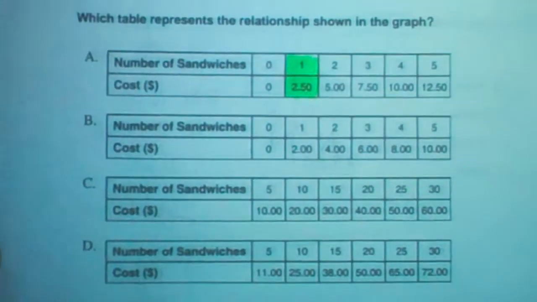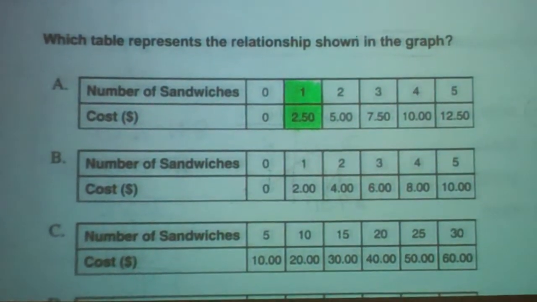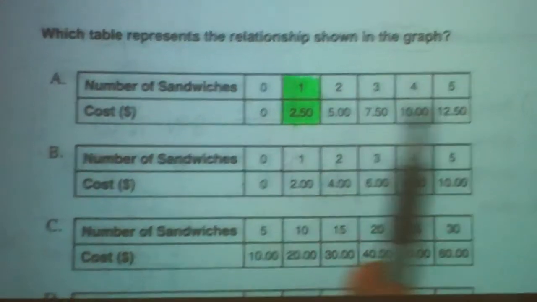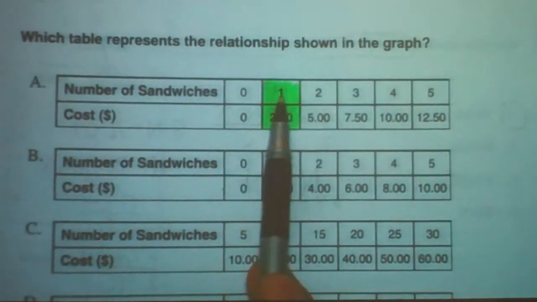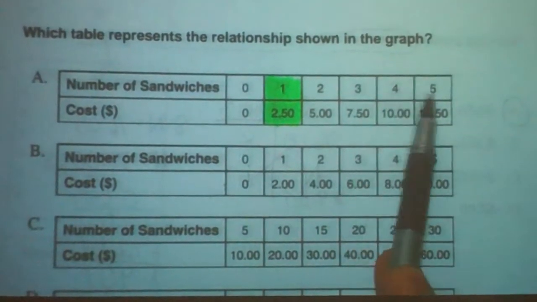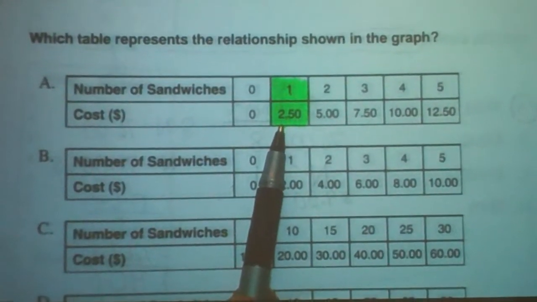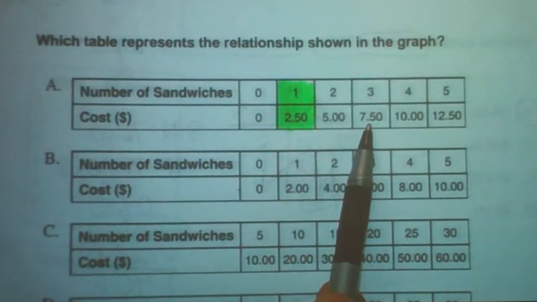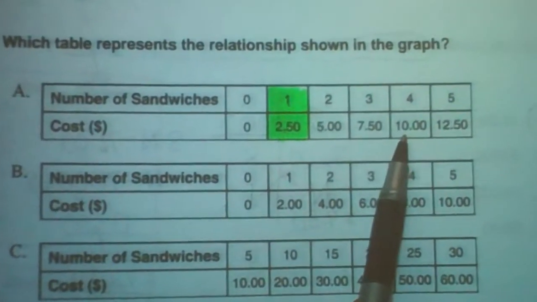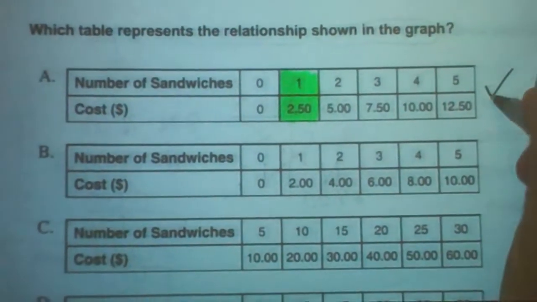Now that doesn't mean that it's the right answer. I need to check that the multiples of 1 and the multiples of $2.50 are in both rows. If I roll my 1s, 1, 2, 3, 4, 5, that works. If I roll my $2.50, $5, another $2.50, $7.50, $10, and $12.50, that one seems like it works.